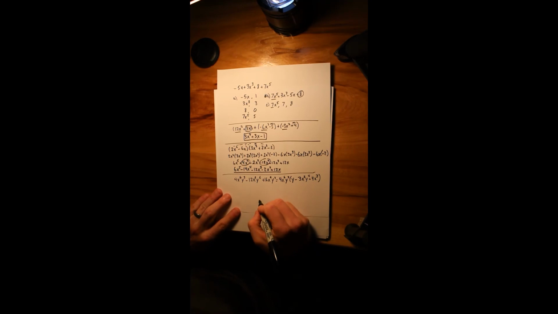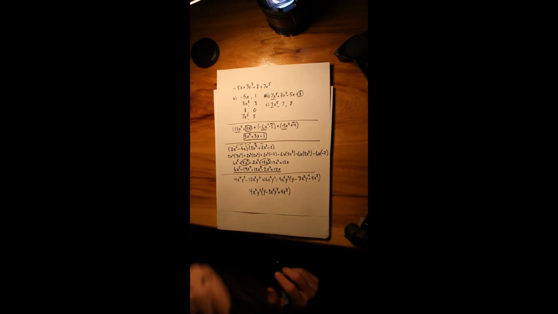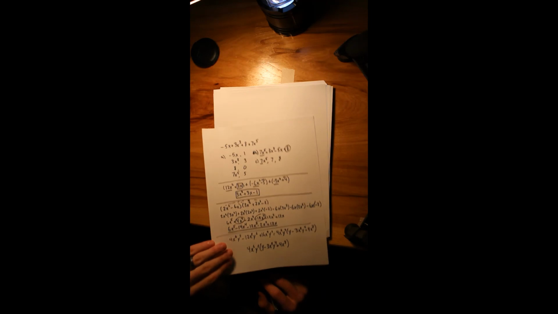So our final answer, 4x to the 6 y squared, times the quantity y to the 4th minus 3x squared y to the 4th plus 4x cubed. So those two things are multiplied to each other.